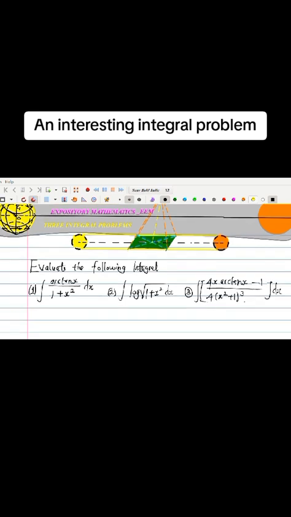These are integral problems. For the first problem, we are required to integrate arctan of x over 1 plus x squared with respect to x. Now this integral can be rewritten as the integral of arctan of x over 1 plus x squared, dx by du, with respect to u. Whenever you want to transform an integral from one variable to another, always ensure you write the integral from this form to this form.